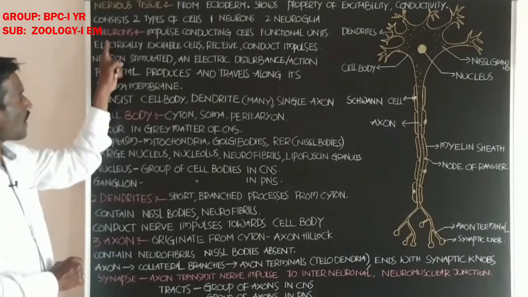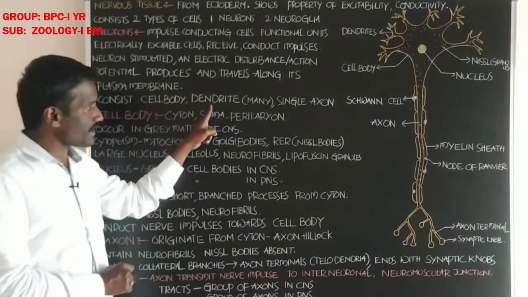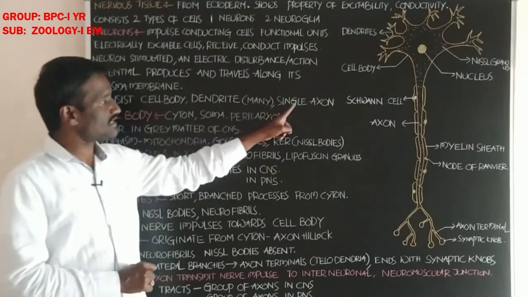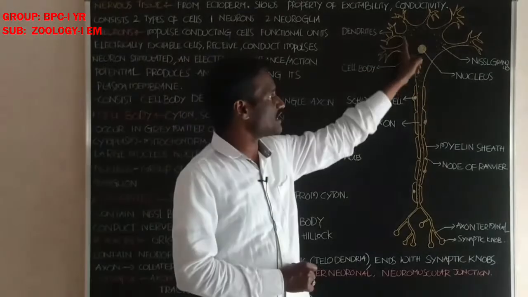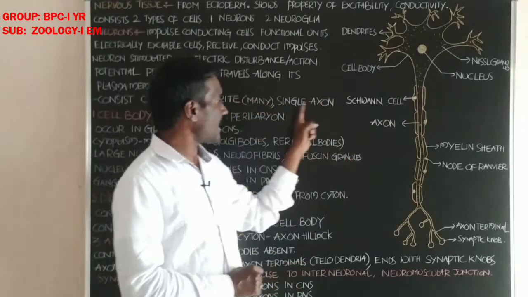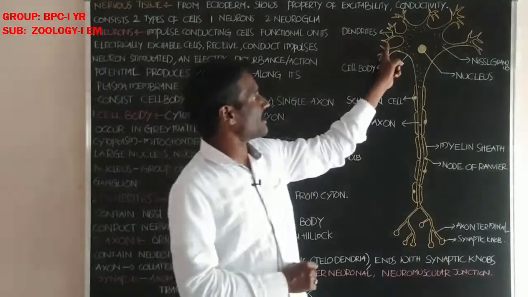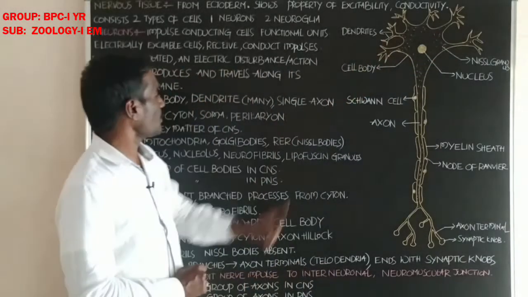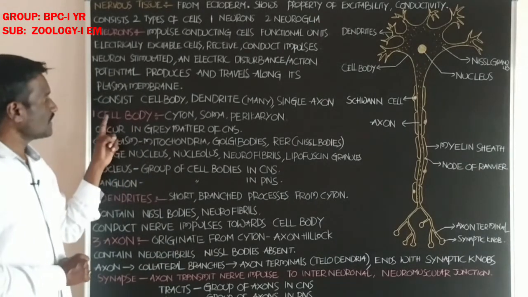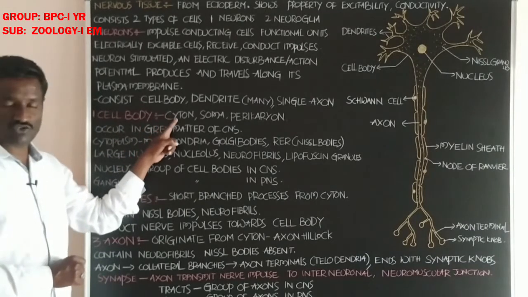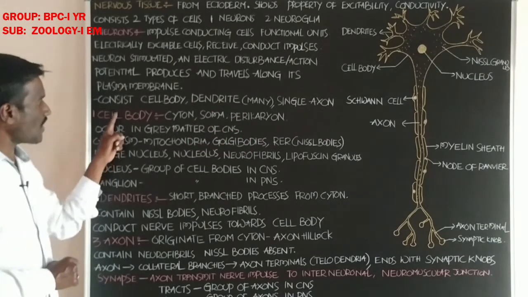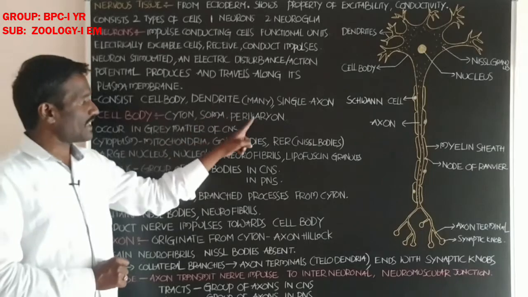Next, the neuron consists of a cell body and dendrites. Dendrites are many in number. The cell body is single, and there is a single axon. Students, this is the cell body, this is the axon, a single axon, and these are the dendrites, many dendrites. Next, first, what about the cell body? The cell body is also called cyton, soma, or perikaryon.